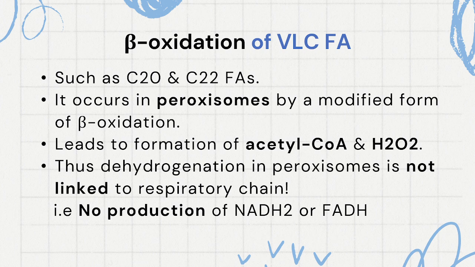How the body oxidizes very long chain fatty acids that are 20 carbon atoms or 22 carbon atoms in length. This occurs in the peroxisomes by a modified form of beta oxidation. Acetyl-CoA is also the product. However, there is also production of hydrogen peroxide.